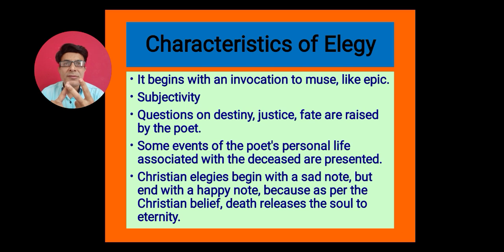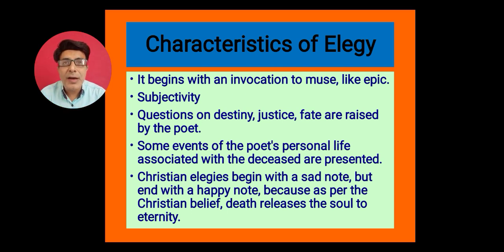Number two, elegies are mostly subjective by nature. They are personal by nature. Why? Because this poetry is written to express the personal sorrow, the sadness of the poet. So it is always personal.